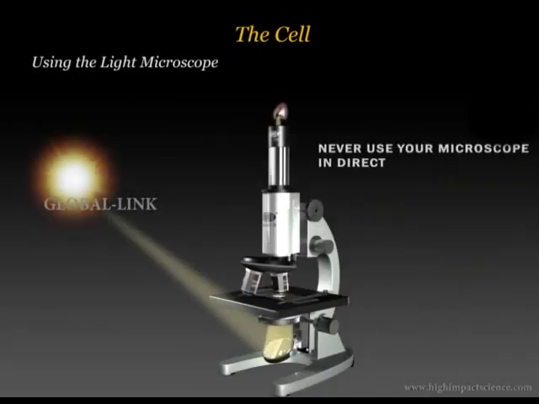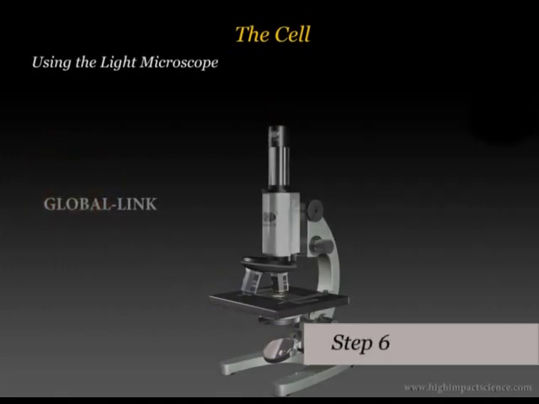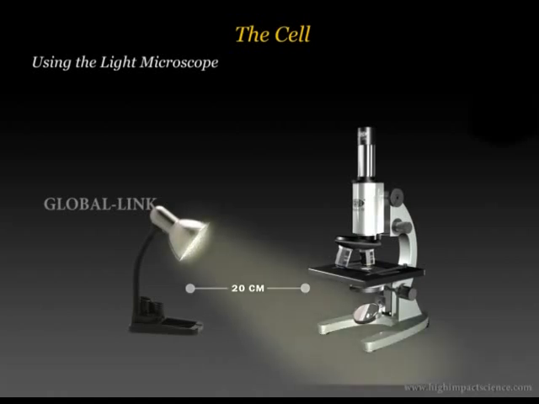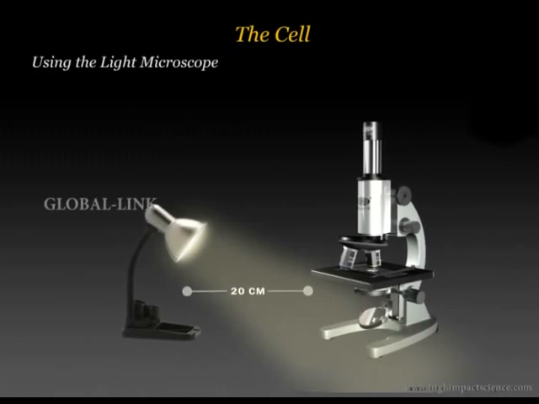Never use the microscope in direct sunlight, as the reflected light could damage your eye. If you are using artificial light, put it about 20 centimeters away from the mirror. Adjust the lamp so that the light points towards the mirror under the stage.